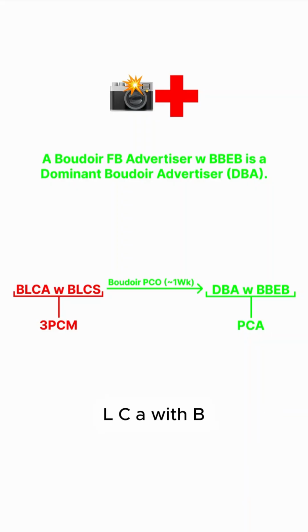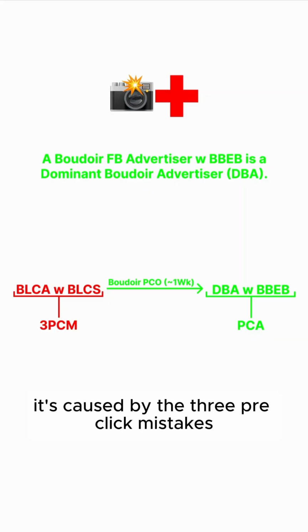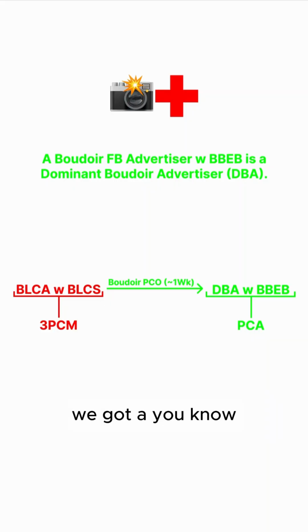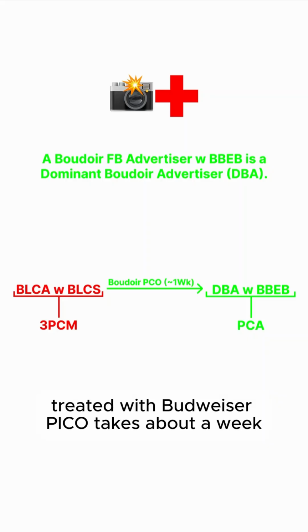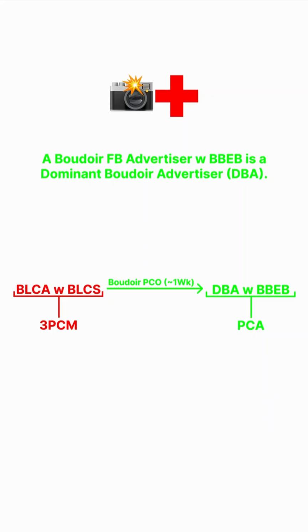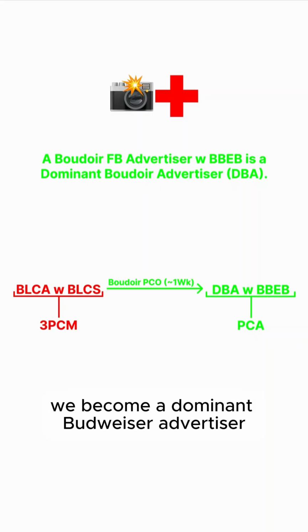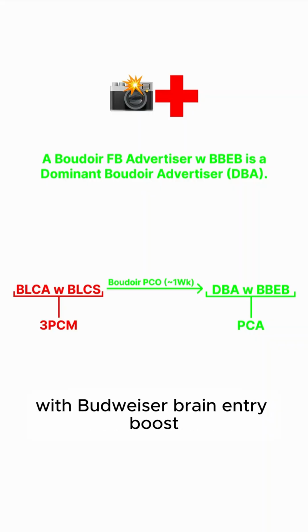So this is our universe. We got BLCA with BLCS. It's caused by the 3 pre-click mistakes. We get treated with Boudoir Pico, which takes about a week. We achieve pre-click alignment. We become a dominant Boudoir advertiser with Boudoir brain entry boost.